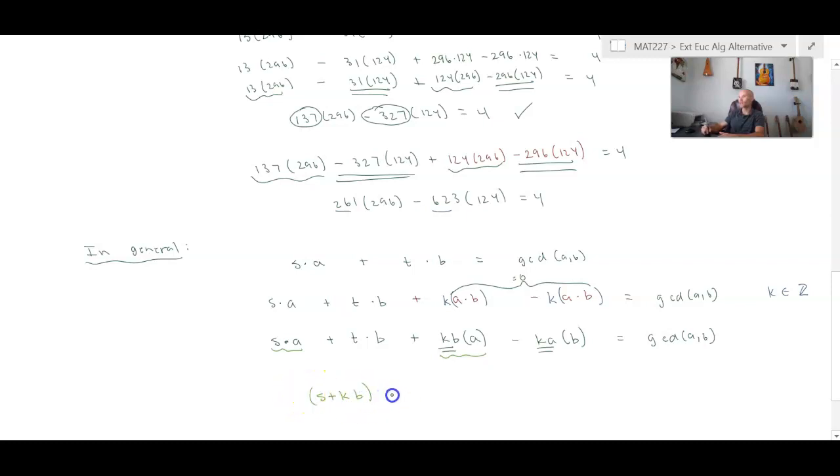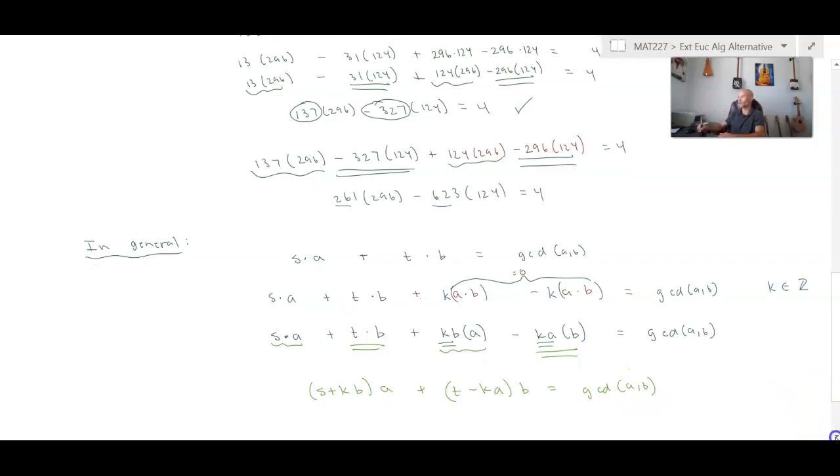So we have S plus KB copies of A. And then here we have T copies of B. Here we have negative KA copies of B. So combining like terms, we have T minus KA copies of B. And that will still ensure that we get the GCD between A and B. Okay, so what's the takeaway here?